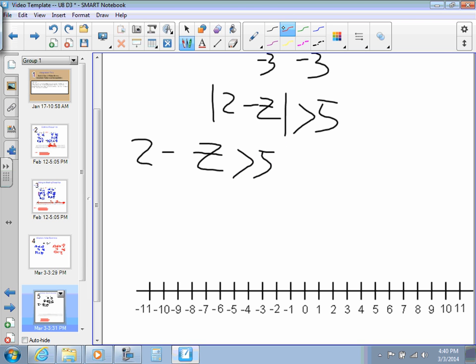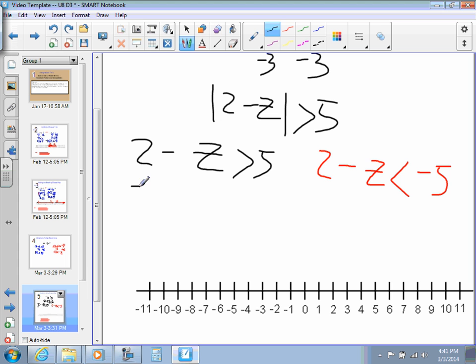Nothing new there. And 2 minus z is less than negative 5. Notice that when I use the negative on the other side of the inequality, I had to flip the inequality just like I would if I multiplied or divided by a negative number. And now we just solve the two inequalities.